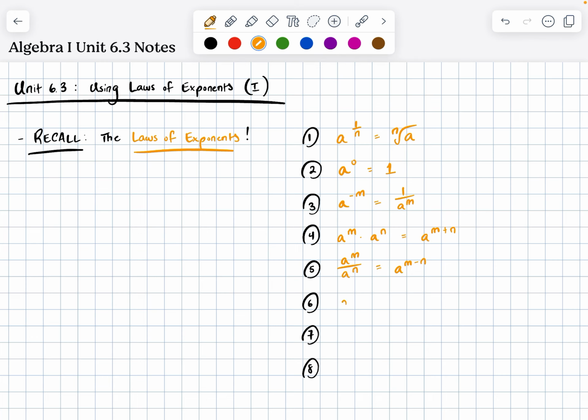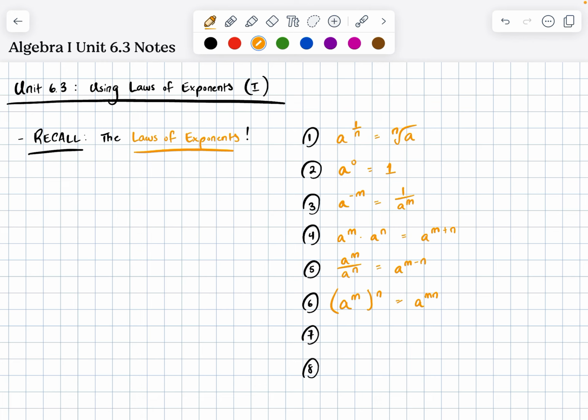For our sixth law, we said if I take something raised to an exponent, and then I raise that thing to the exponent, here the powers, m and n, multiply together, which we write as m times n, or more simply, m invisible multiplication, n.